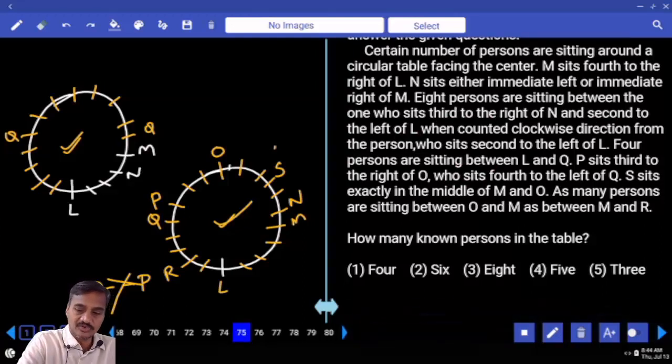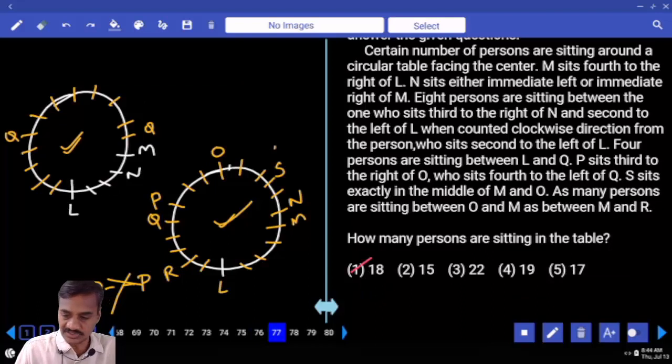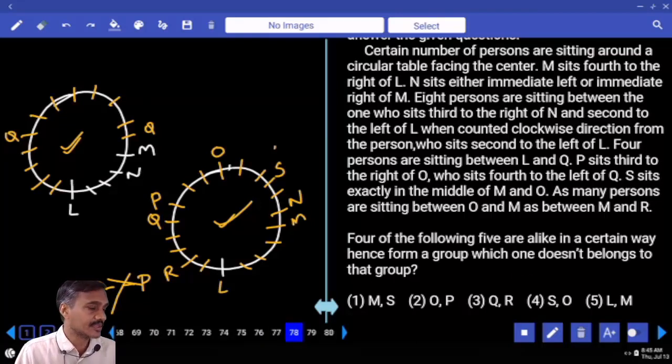And how many known persons are there at the table? He is talking about known persons. 3, 4, 5, 6, 7, 8. 8 persons are known persons. Then what is the position of L with respect to R? Second to the right, choice 1, 76. And how many persons are sitting at the table? As found, the total number of persons here is 3, 6, 9, 12, 15, plus 4, 19. 19 is the choice for question number 77.